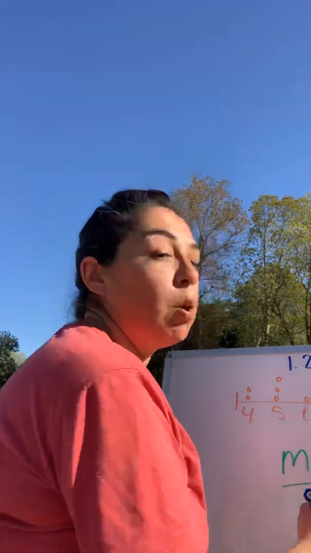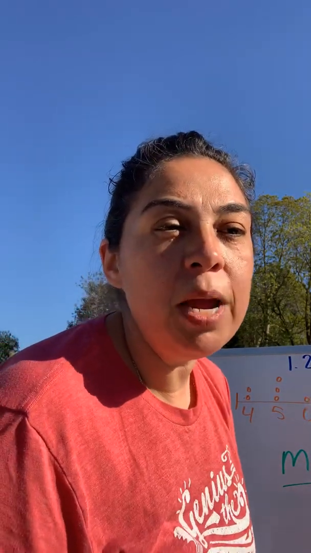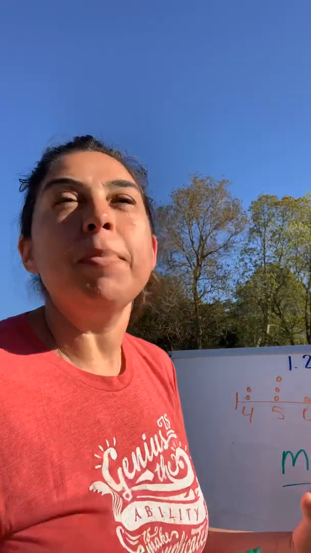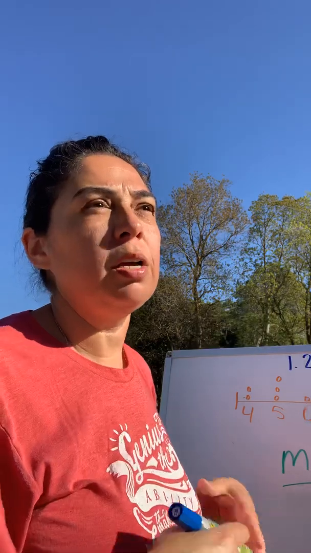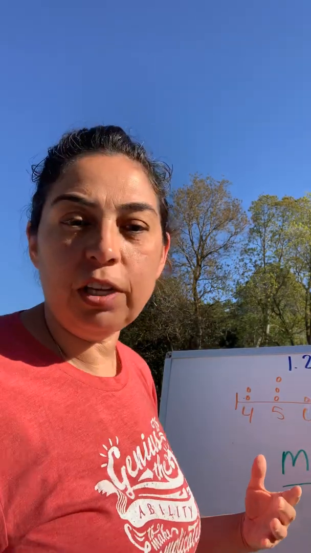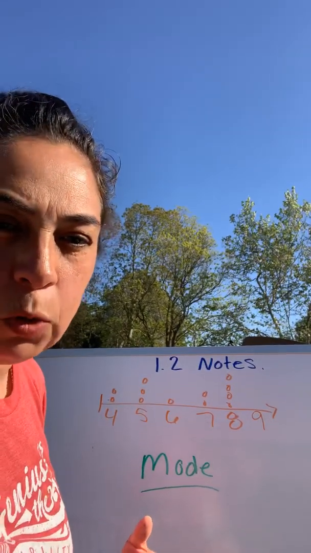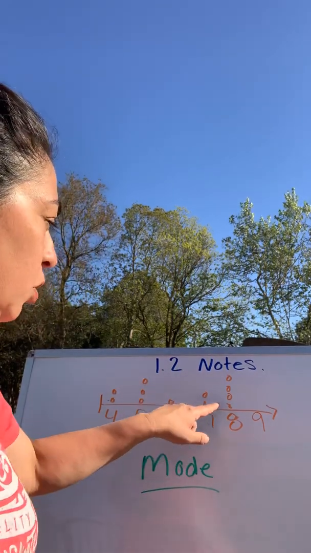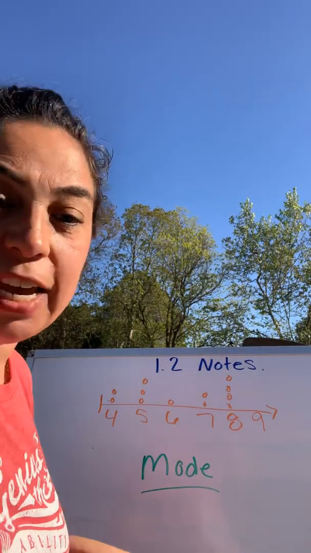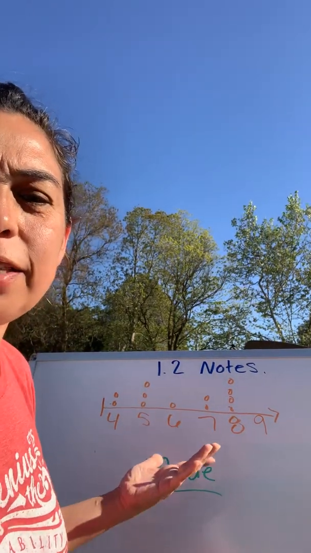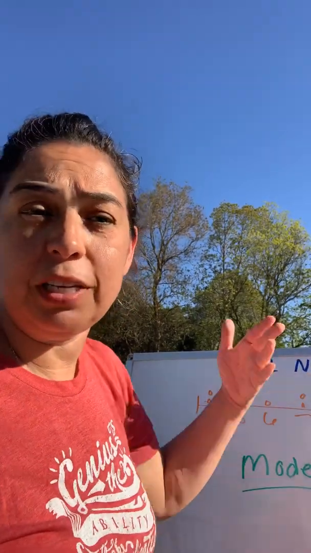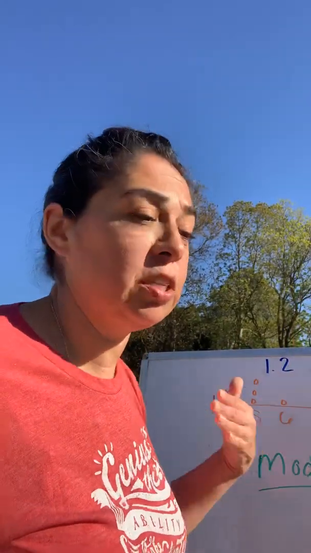M-O-D-E. Mode. Mode means which number happens the most. When I think of mode, I think most. If I look at my table here, which number happens the most? I see 4 pieces of data on 8. So I can say that the mode is 8 because 8 happened the most times.